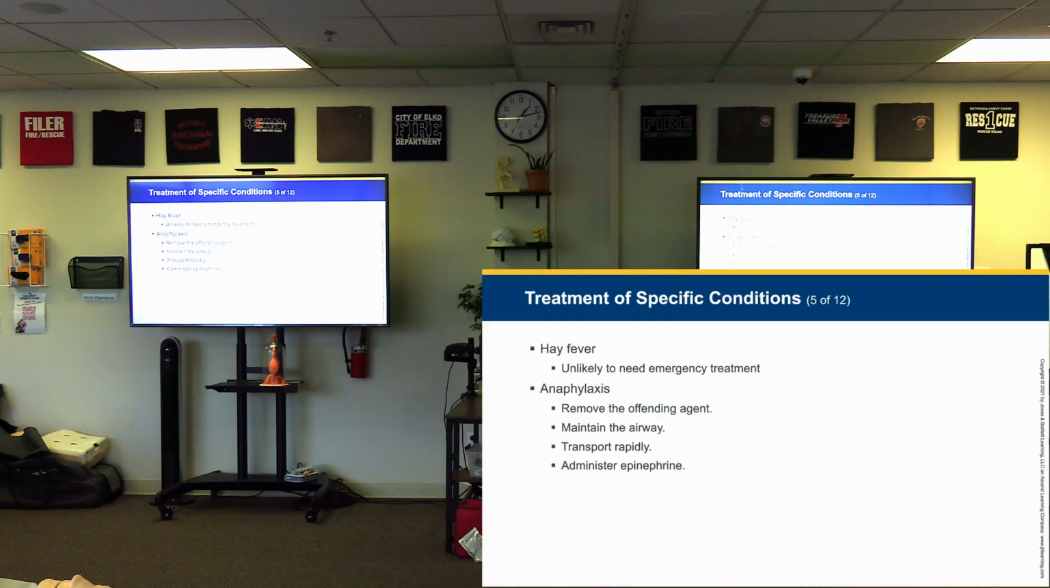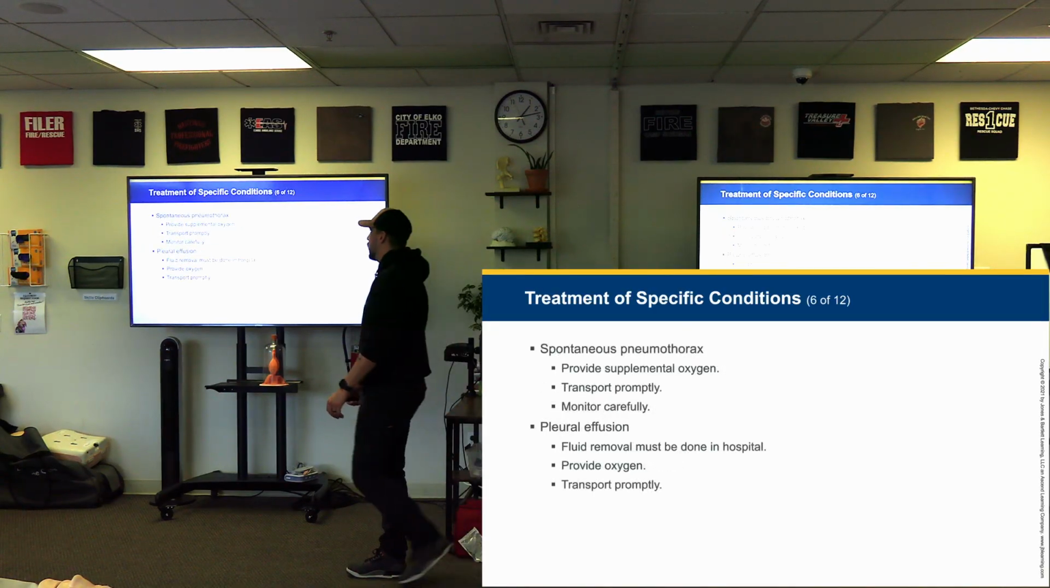Maintain the airway, transport rapidly, and remember epinephrine for anaphylaxis. That's your indicator. There are no absolute contraindications for epi in cases of anaphylaxis or cardiac arrest. So 0.3 milligrams IM for adults, 0.15 milligrams IM for pediatrics, okay?